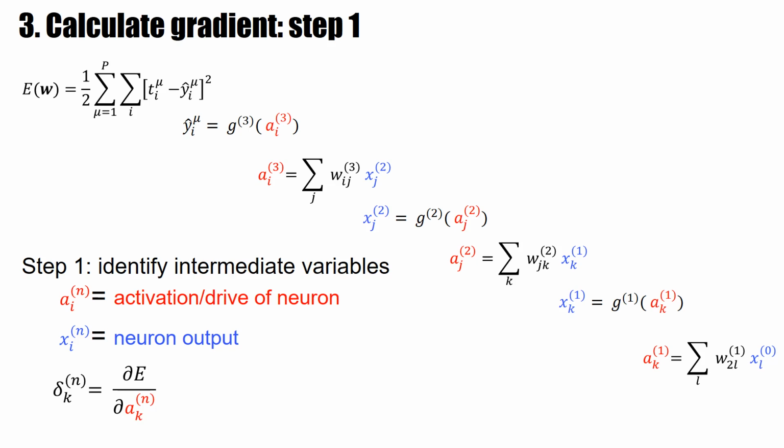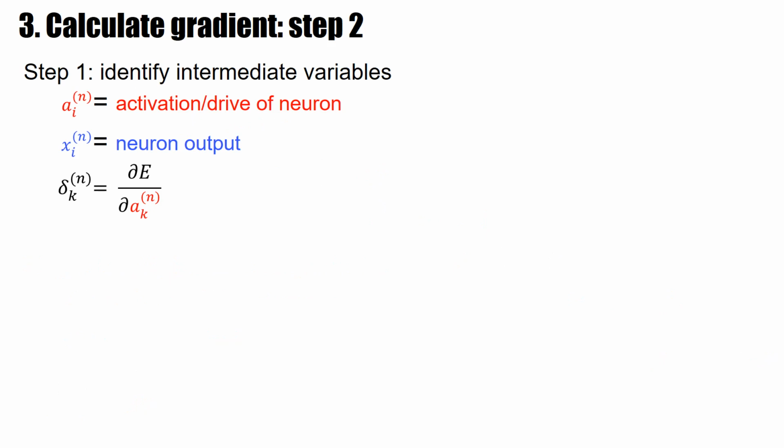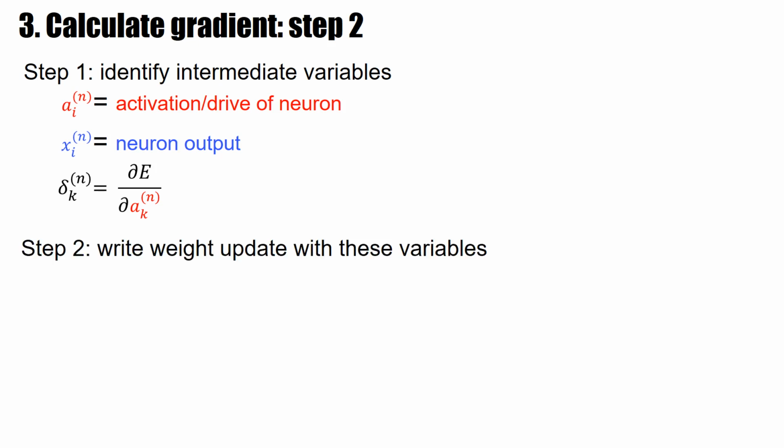And the third variable is a specific derivative. In the end, we want to take the derivative of this error function with respect to one specific weight. And we take the derivative with respect to one of these intermediate variables, one of these drive variables or activation variables. And these deltas play an important role in the backpropagation algorithm. So step 1 is we identify these intermediate variables. Step 2, we write the weight update with these new variables.